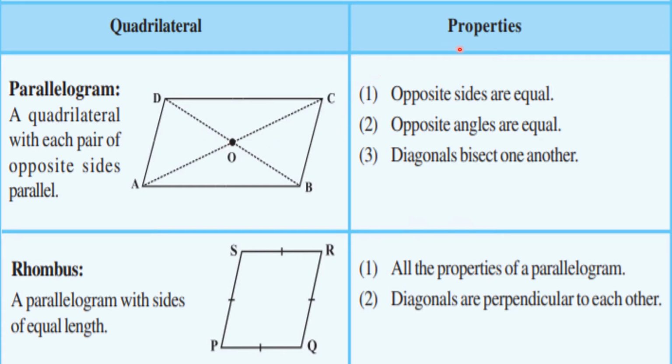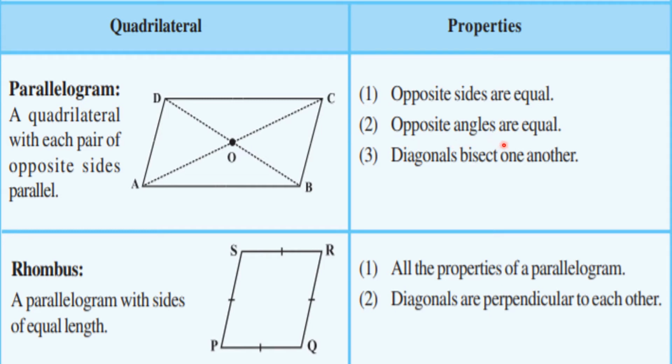Then what are the properties of a parallelogram? In a parallelogram, opposite sides are equal. Similarly, opposite angles are equal. What are the opposite sides in this parallelogram ABCD? AB and CD are opposite sides, so AB is equal to CD. Similarly, the opposite side of BC is AD, so BC is equal to AD. Understood this point, my children?